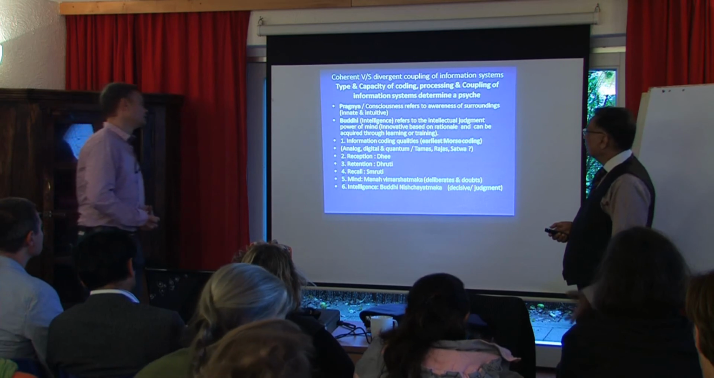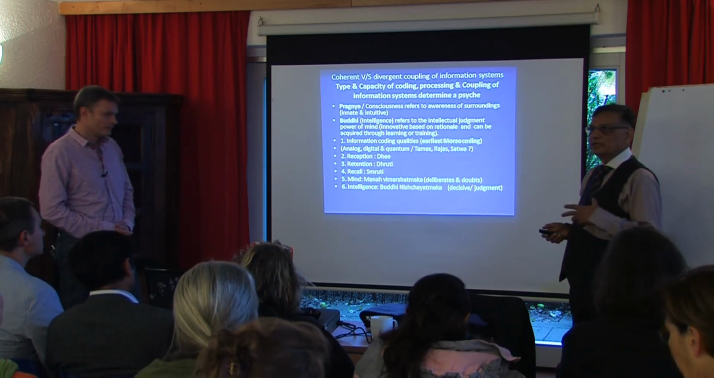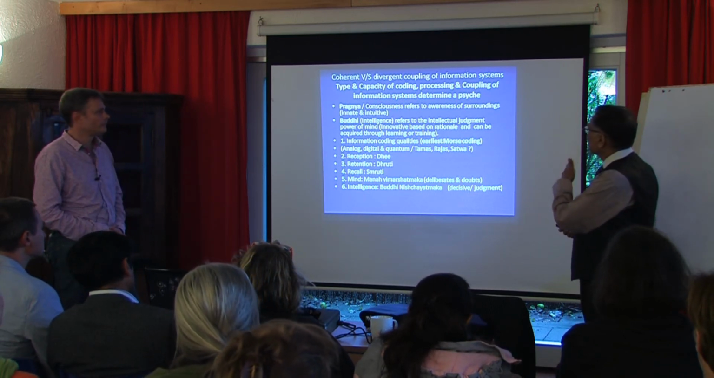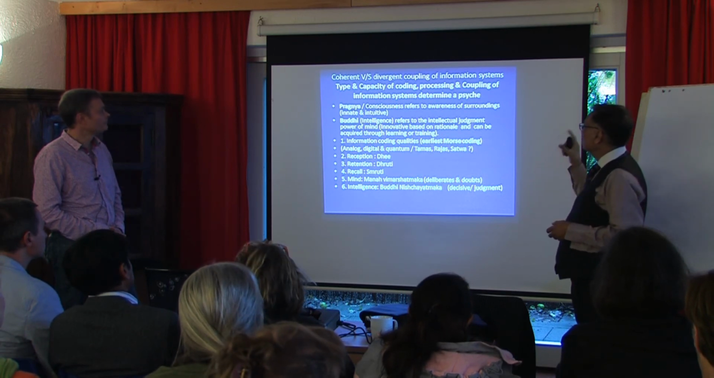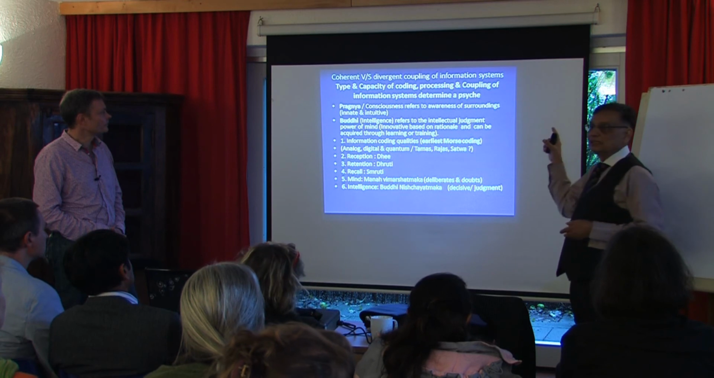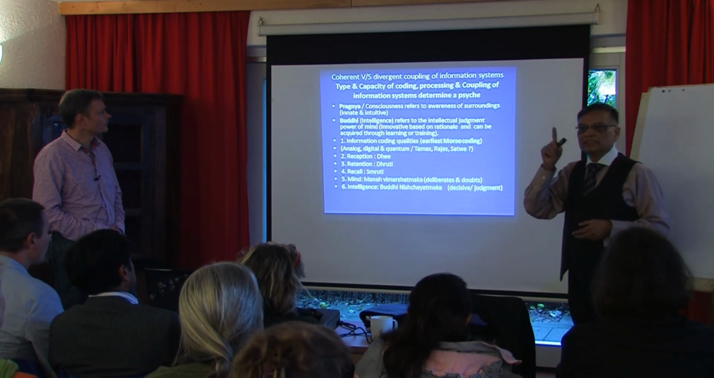So coherent quality and divergent quality of coupling of information systems, and the type and capacity of coding, processing, coupling of information systems determine an individual person's psyche.